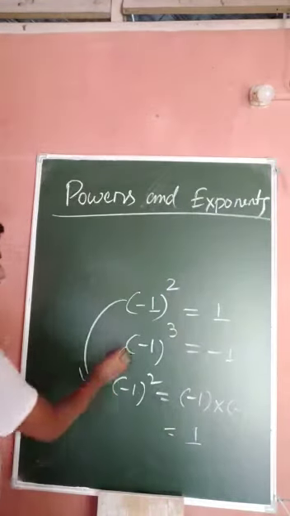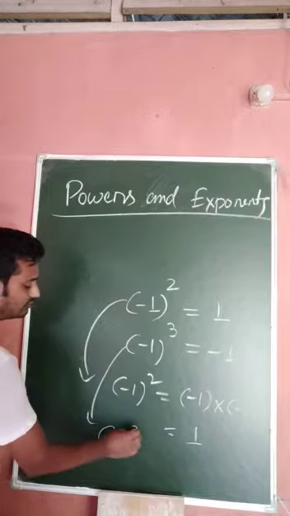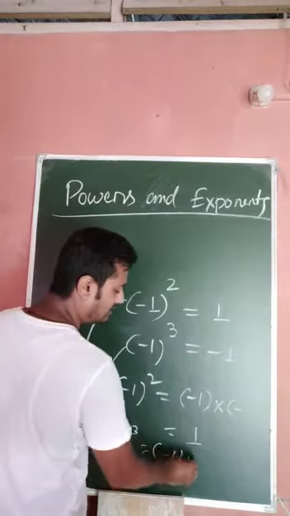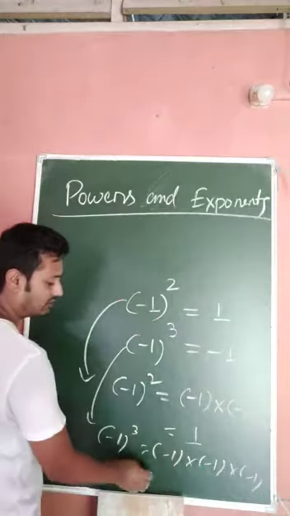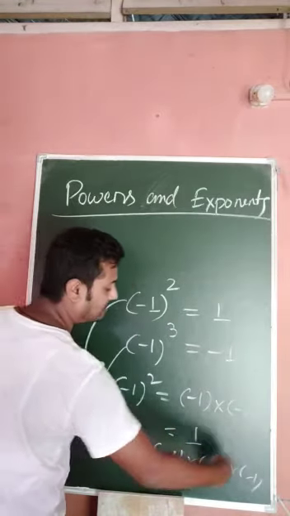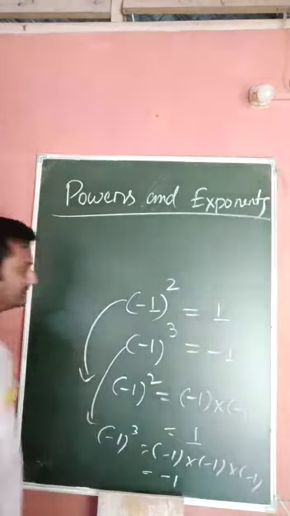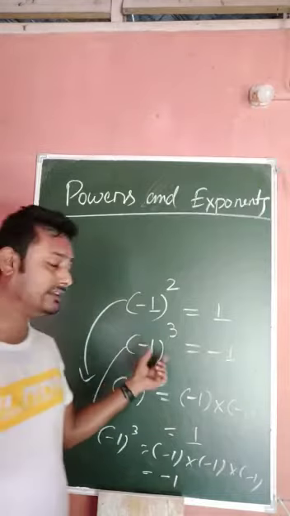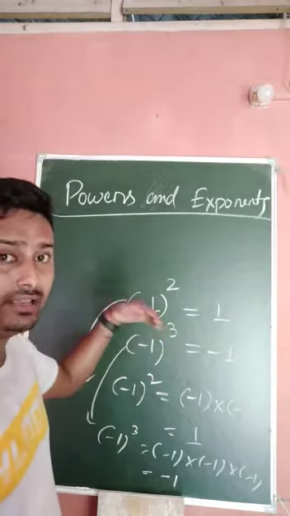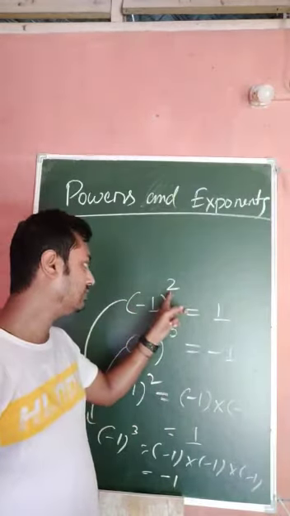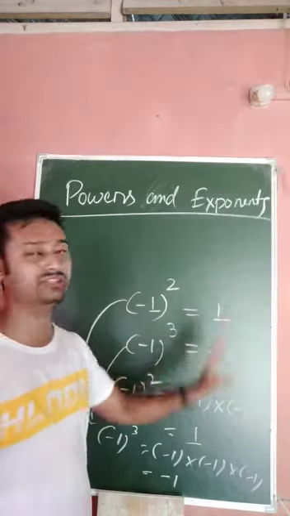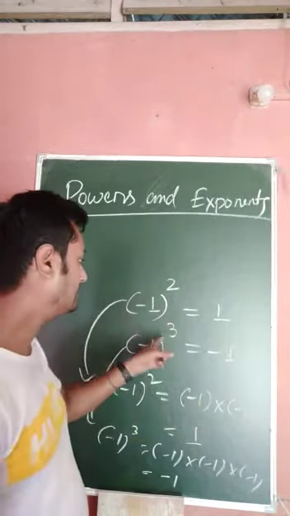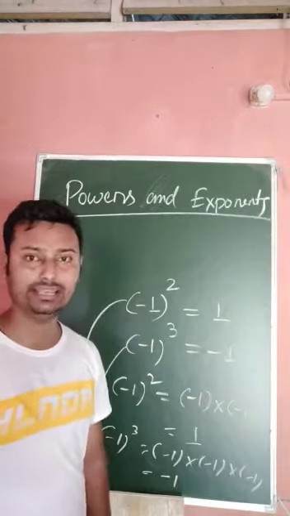But -1 whole to the power 3 means what? -1 into -1 into -1. -1 is multiplied 3 times, so minus into minus becomes plus, again plus into minus becomes minus, so -1. You remember one thing: whenever there is a negative number having a power, just look at the power. If the power is even, then the value will be positive, and if the power is odd, then the value will be negative.